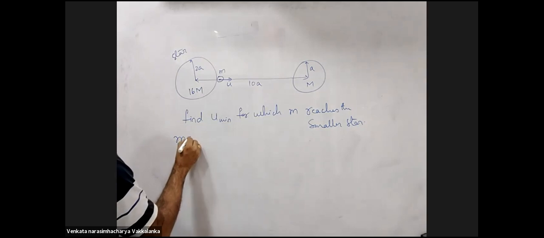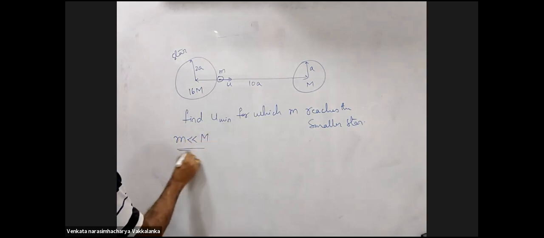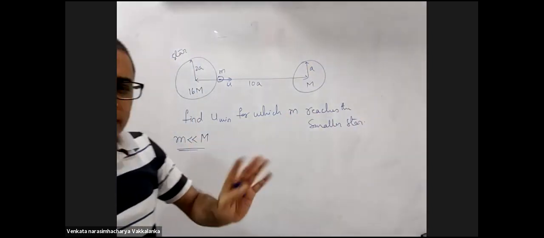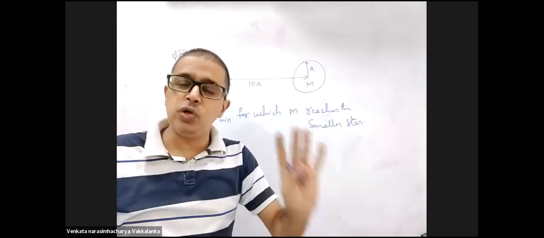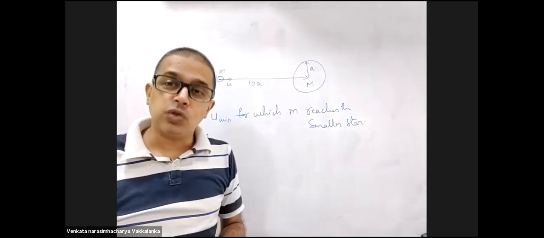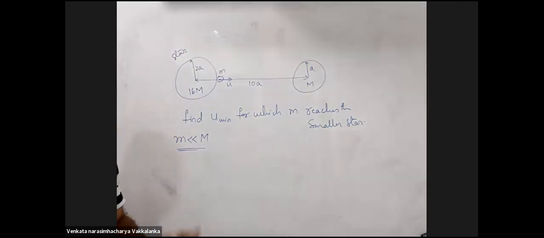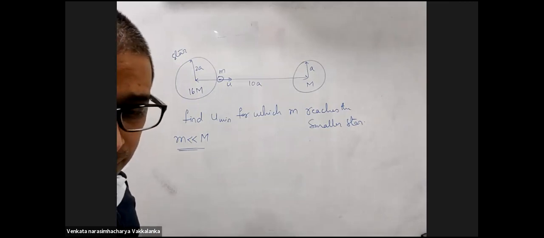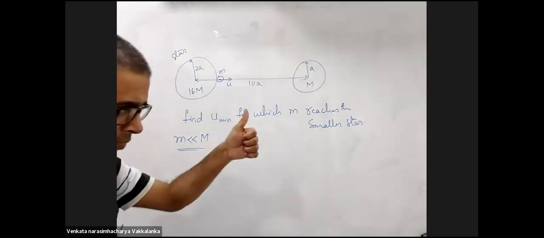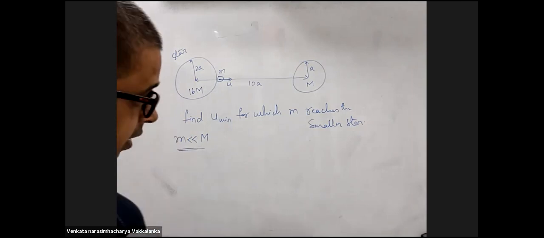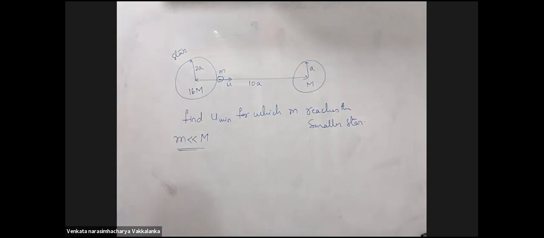Now here, small m is much lesser than capital M. Do not worry about the recoil of the stars. The stars do not move. Assume they are at rest. Solve the problem assuming that the stars are at rest. That's why small m is very much less than capital M. An old JEE question. Think carefully and solve the problem. It is a very well constructed problem.